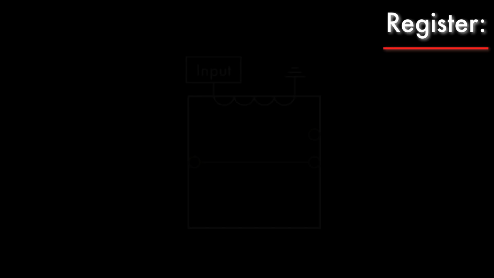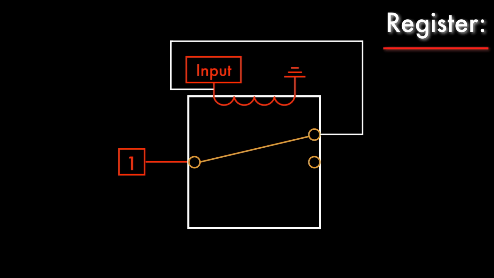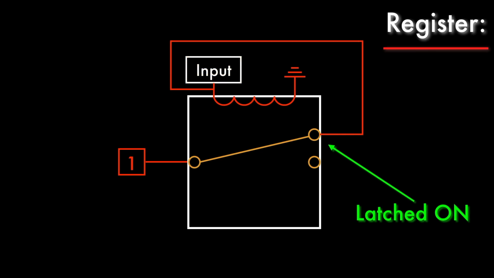We'll connect a relay's armature to a constant power source, and wire its normally open terminal back to its own coil. When the relay is turned on by an external signal, the armature makes contact with the normally open terminal, creating a feedback loop that provides power to its own coil. When the signal turns off again, the feedback loop remains, and the relay stays on. This is called a latch or latching relay. Turning the input signal on or off again has no effect on the relay's state.